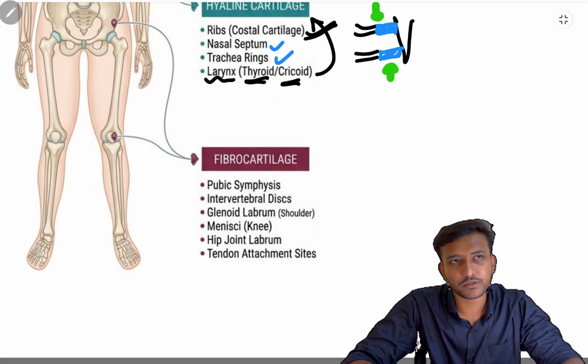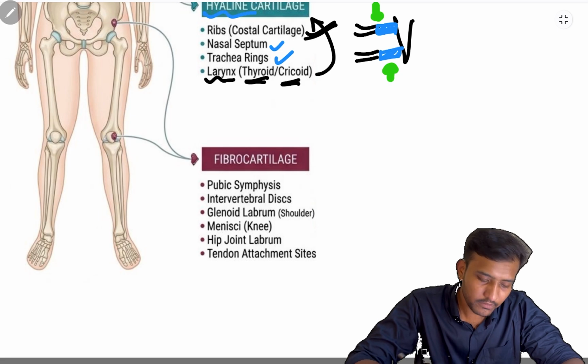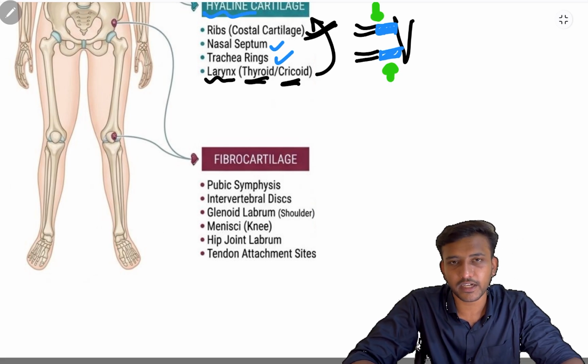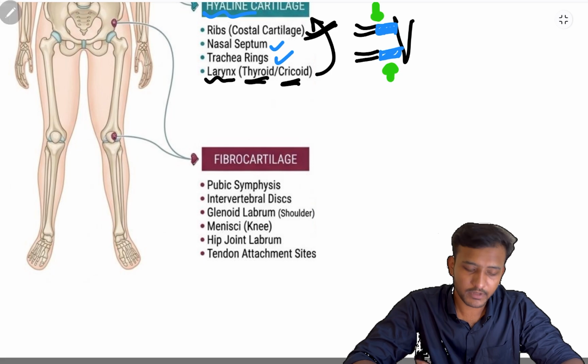And the tracheal rings, right, the trachea will be having the C-shaped rings. Those C-shaped rings are also a part of hyaline cartilage. Basically the rings are nothing but your cartilage, and that cartilage is which type? That is your hyaline type.